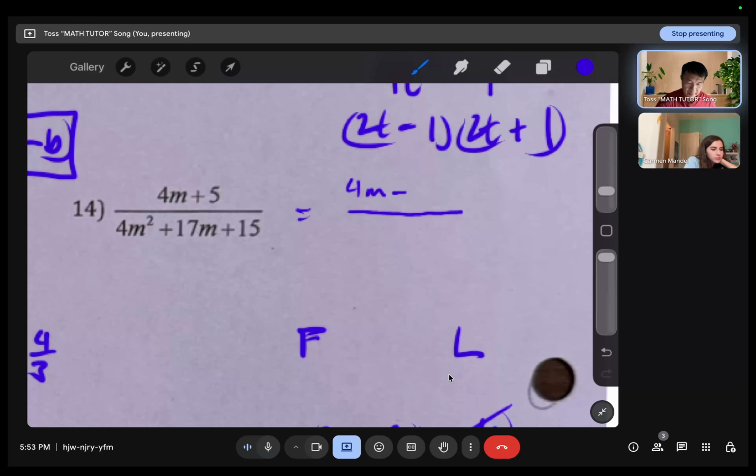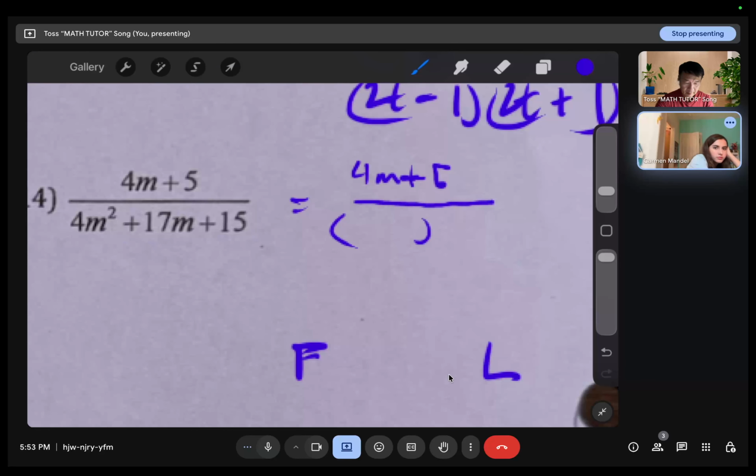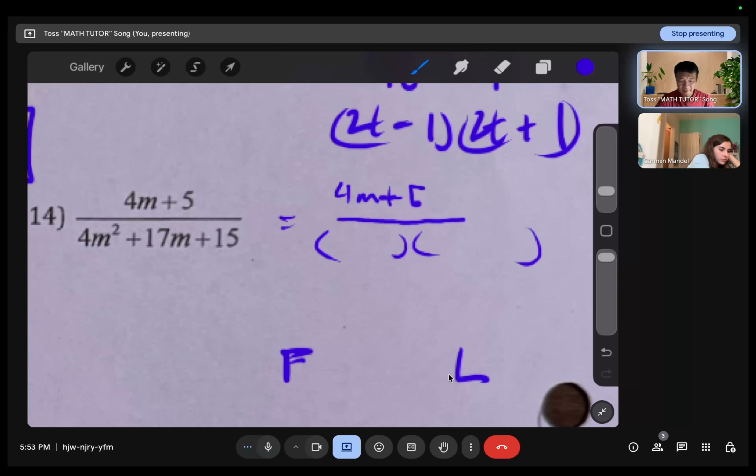I'll copy the numerator, and there's nothing you can do. Okay, I think you have an idea what to do here. Factor first, so it'd have to be... I think it would just be 2m and 2m. Or would it be 4m and m? It will be 4m plus 5.